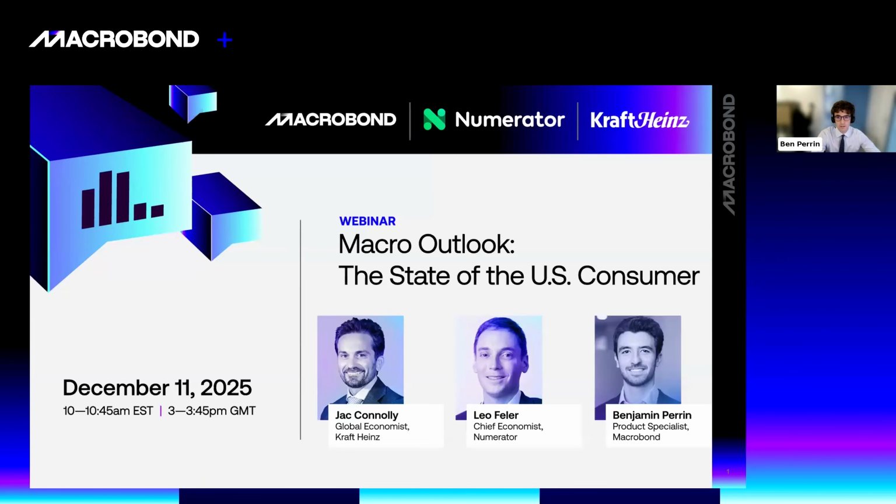The topic today will be the state of US consumers, and we'll be looking at it from three different angles. The first one will be the macro picture and the K-shaped economy. The second one will be the impact of tariffs and price volatility. And the last will be consumer sentiment and real data of consumer spending across different income groups.